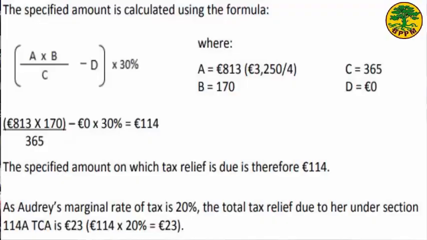The specified amount is calculated using the formula A multiplied by B divided by C, minus D, multiplied by 30%, where A is equal to €813, 3,250 divided by 4. B is equal to 170, C is equal to 365, and D is equal to 0. That's 813 multiplied by 170, all divided by 365, less 0 multiplied by 30%, is equal to €114. The specified amount on which tax relief is due is therefore €114.